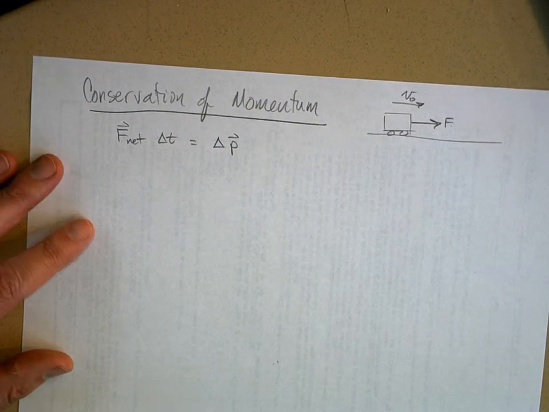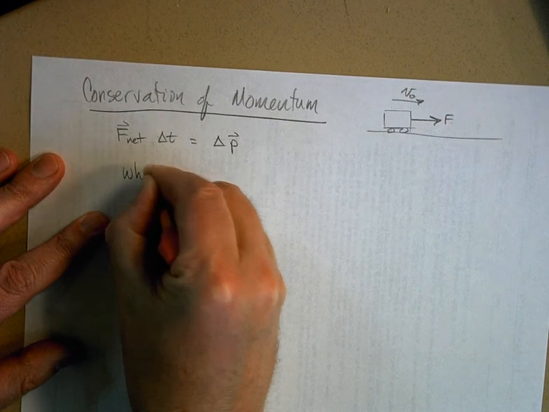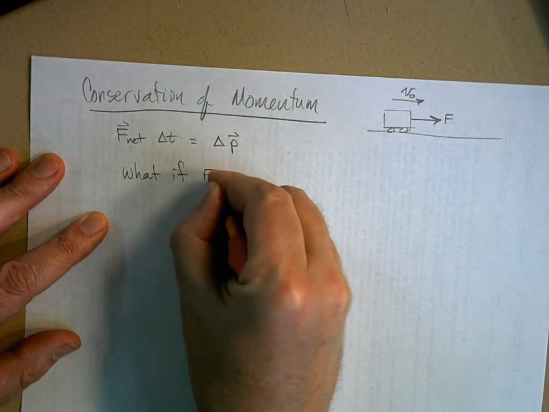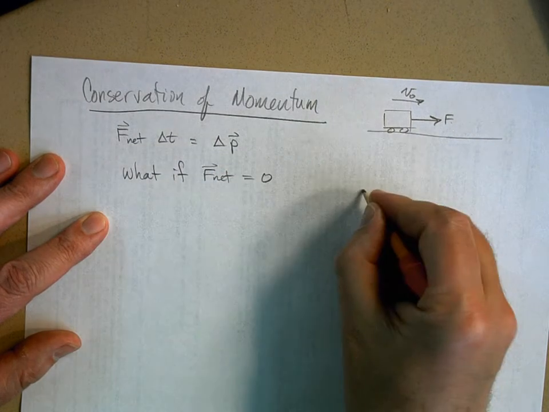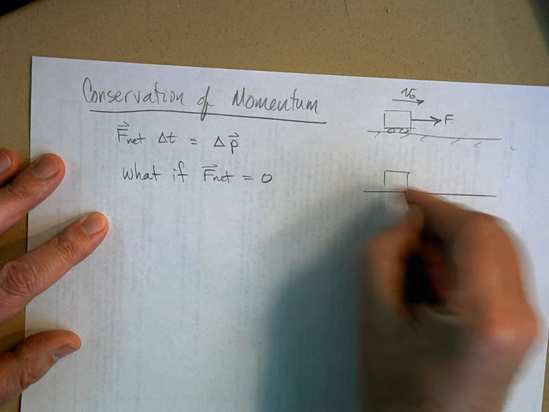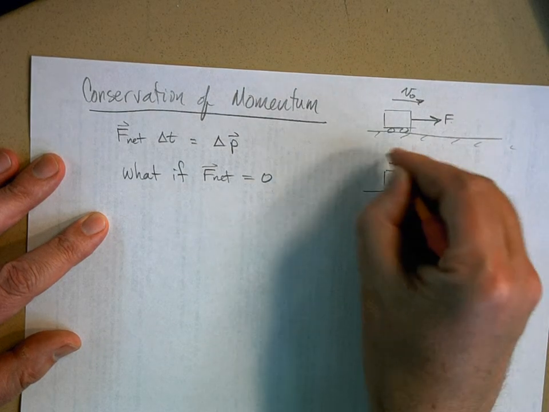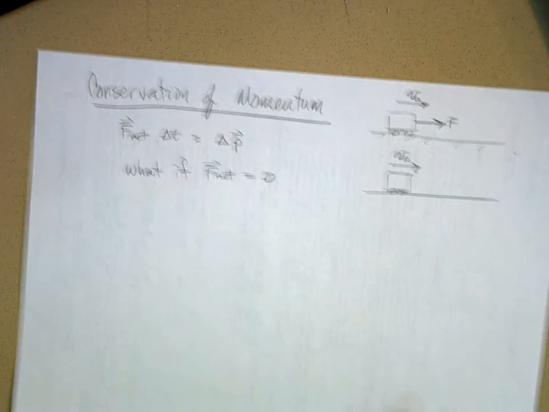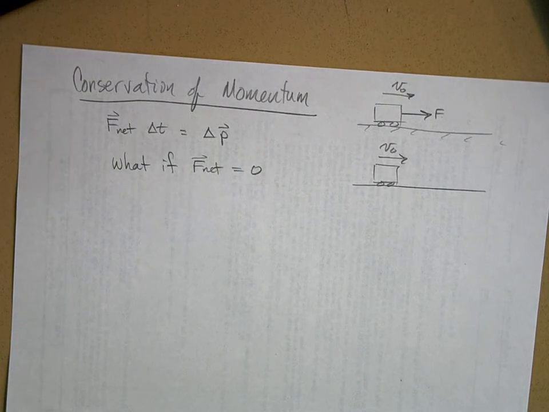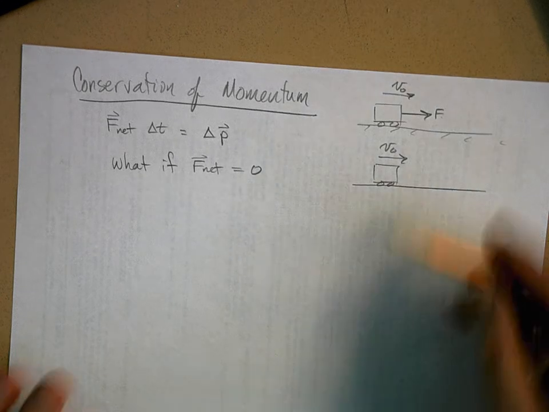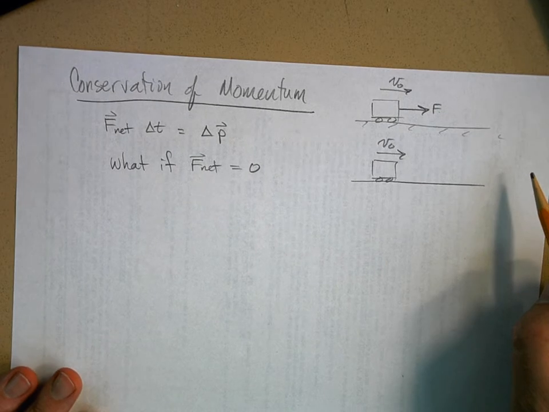But what if F net equals 0? So we're looking at the same situation here. Here's my crate. There's no friction or anything. It's got some initial velocity, but there's no net force on it. Now you know what to do here. You know what's going to happen to this cart. What's the final velocity going to be after a few seconds? It's going to be 0? Yeah, it's going to be the same as the initial velocity. Do you see that the velocity of this guy is not going to change? Because there's no acceleration. There's no net force.